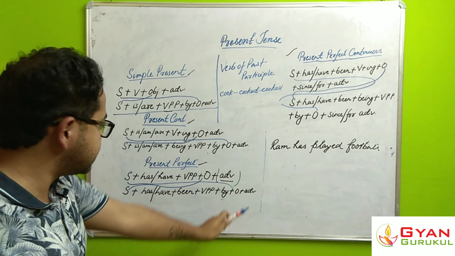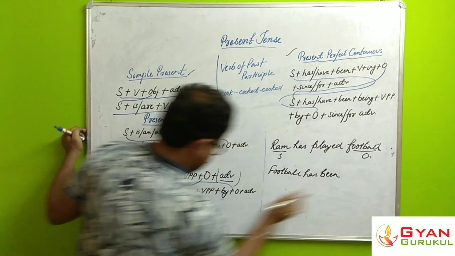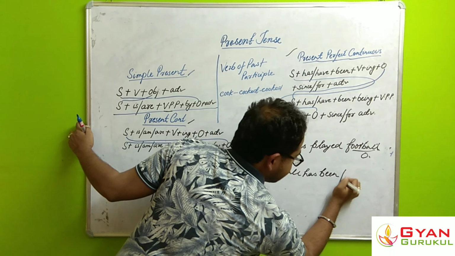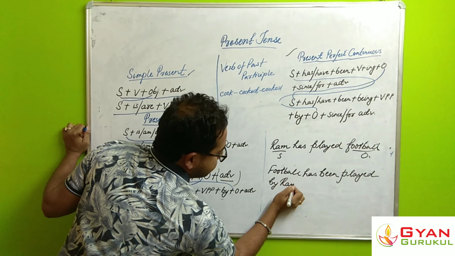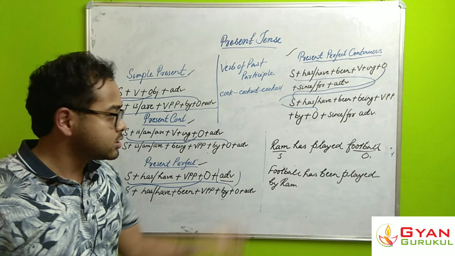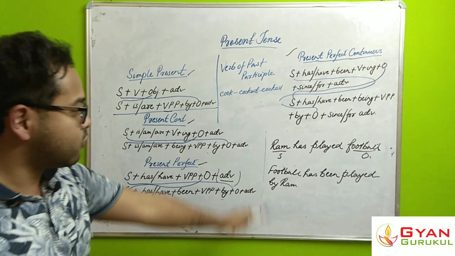Again, we need to understand has or have. Football, since it is singular, will begin with has. Then the verb, been: has been. VPP played remains as played only. Has been played, then we have to put by, then the subject becomes the object, that is Ram. So this is how you can convert a sentence in the active voice present perfect tense to passive voice present perfect tense. Ram has played football. Football has been played by Ram.